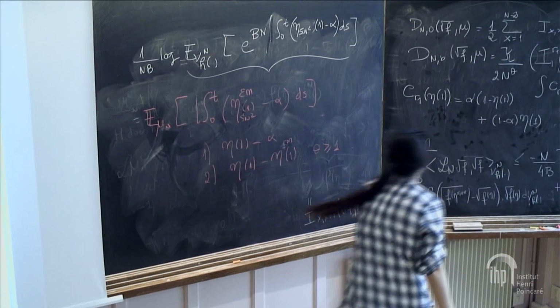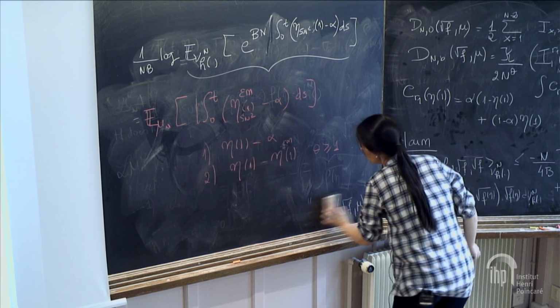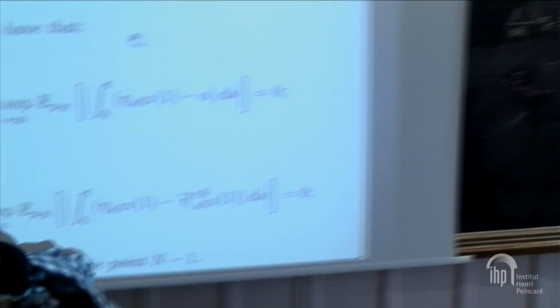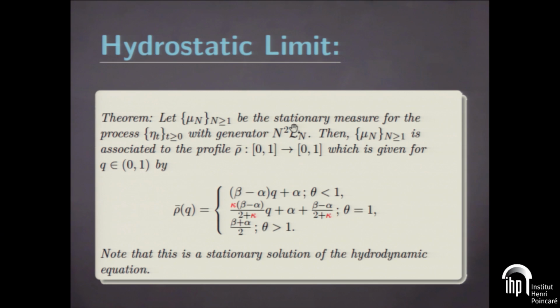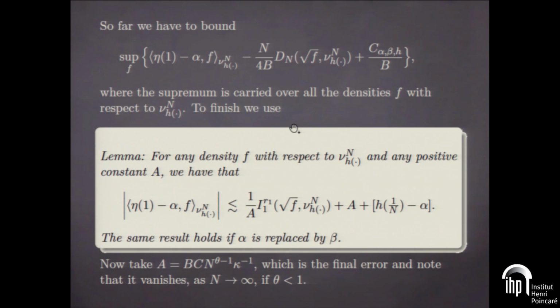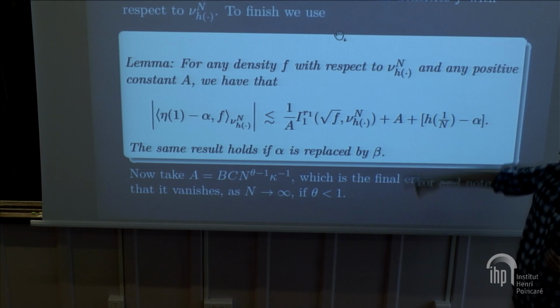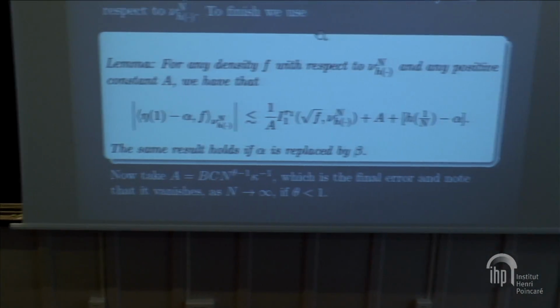And now, the only thing to control, we need some lemma very similar to this one. So Dirichlet forms are controlled. I can take a profile which is constant. So now let me control this term, the corresponding term in here.